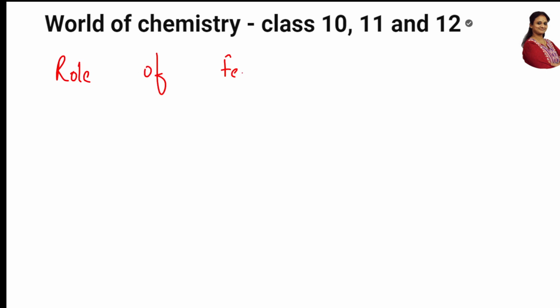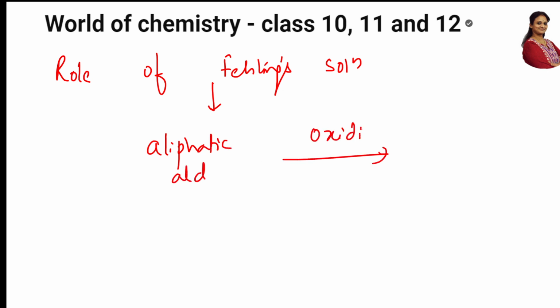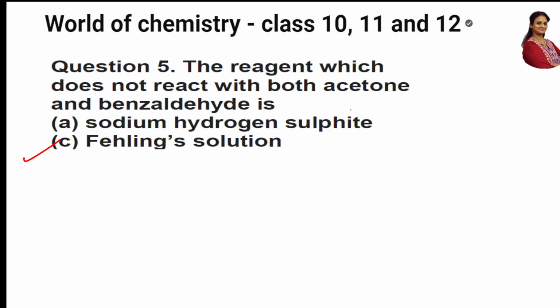Role of Fehling solution. Fehling solution I basically use to oxidize aliphatic aldehydes. It easily oxidizes aliphatic aldehydes, converting them to acids, but it will not react with acetone and benzaldehyde, because of the resonance in benzaldehyde. So it only oxidizes aliphatic aldehydes, and will not react with acetone and benzaldehyde.